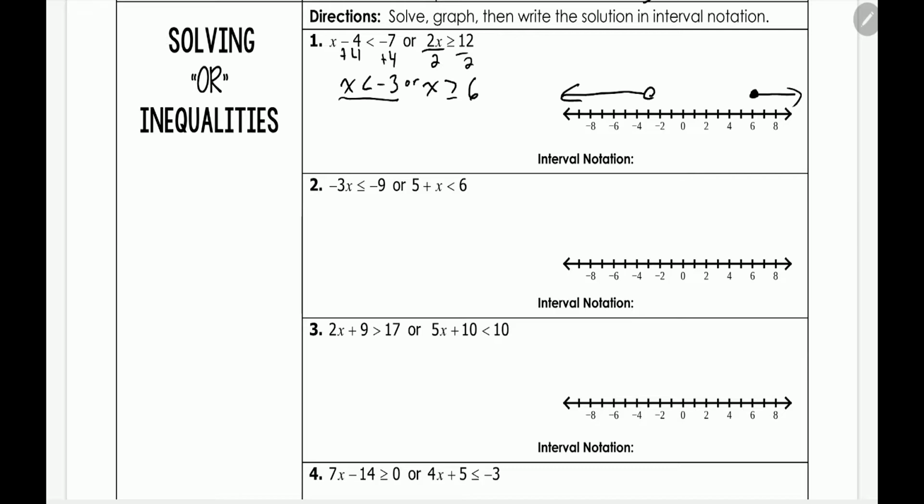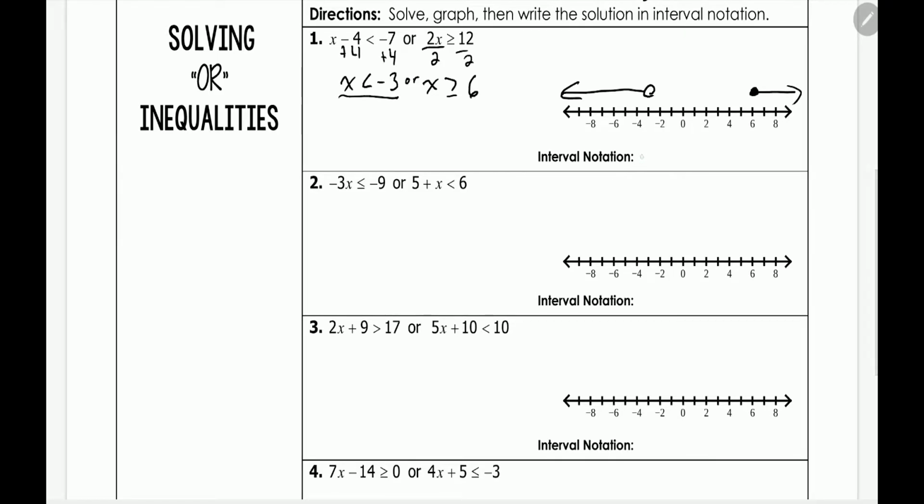Now we have to do the interval notation. So we're going to have parentheses, negative infinity, comma. We go to negative 3, and there's an open circle, so we have negative 3 parentheses. Then we draw the U. Remember that U means unioned with, or it just combines the two statements. And then we have a 6 here, and it's a closed circle. So we're going to have bracket, 6, comma, infinity, parentheses.